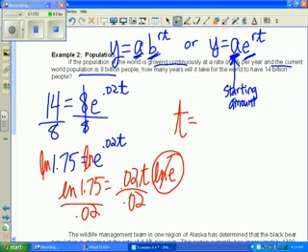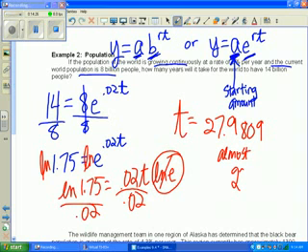And t equals natural log 1.75 divided by 0.02, and I believe that I got 27.9 something. Is that what you're getting? 27.9809. Okay, so what does it say? How many years will it take for the world to have 14 billion people? If it's growing continuously at this rate, then we're talking almost 28 years.